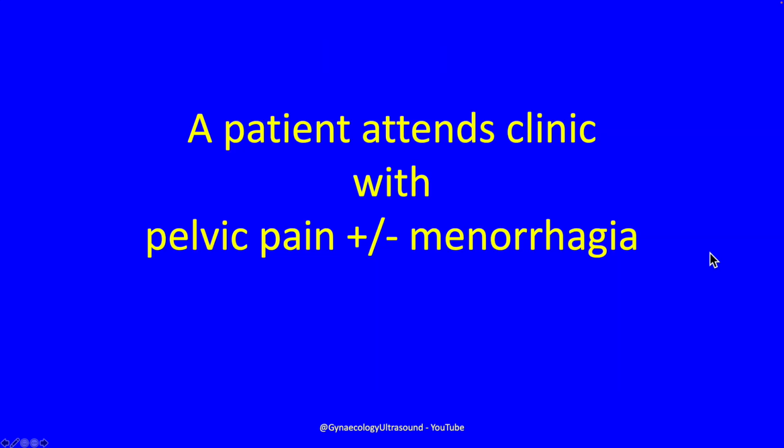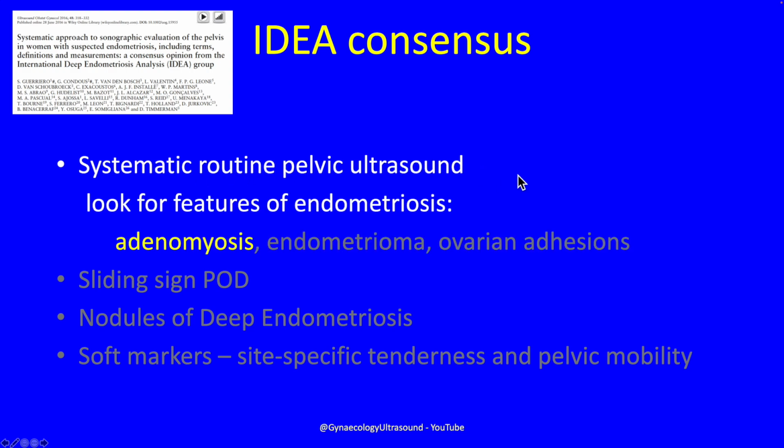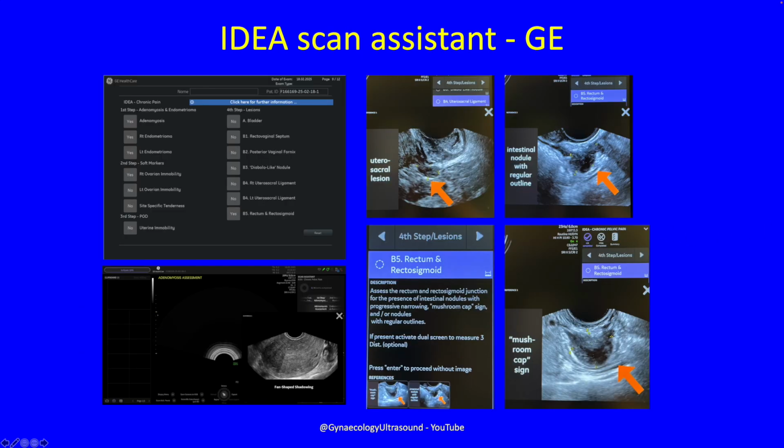If we take an example now, a patient attends clinic with pelvic pain, with or without menorrhagia, let's say, but there could be other symptoms as well. The IDEA consensus, a paper published looking for the definition of endometriosis, in their first of 4 steps, and you can do these in any order, but this is my order, in their systematic routine pelvic ultrasound, they say look for features of endometriosis starting with adenomyosis. So we're going to start with that.